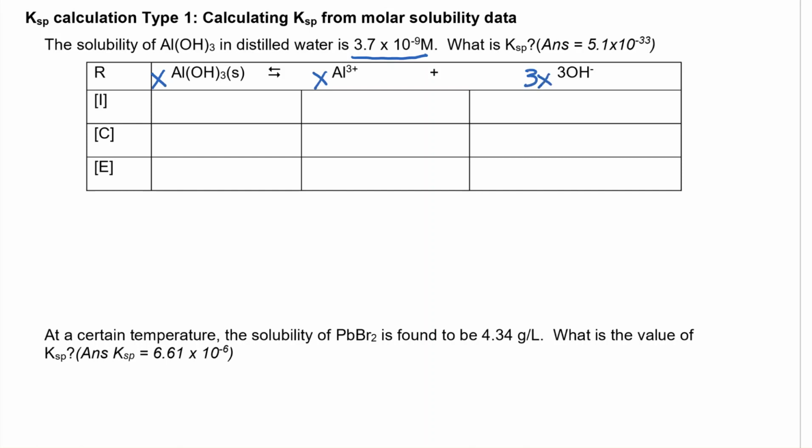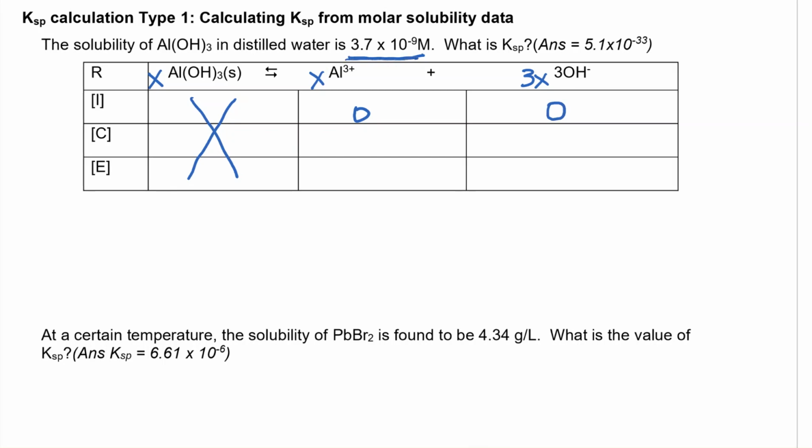Now we've got an ICE table. We do not include solids in the ICE table. Initially, we have no ions, but that immediately changes. We're told when we're all done that 3.7 times 10 to the negative 9th molar has dissolved. This is a 1-to-1 ratio, which means the concentration of aluminum ions is 3.7 times 10 to the negative 9th. Since this would be a plus x and a plus 3x, that means that we have to have 3 times 3.7 times 10 to the negative 9th molar of the hydroxide ion.